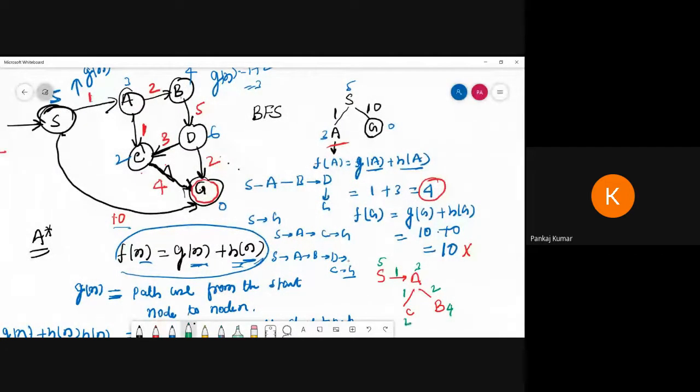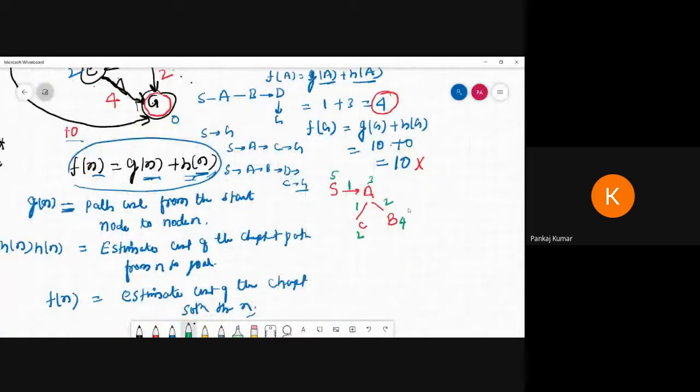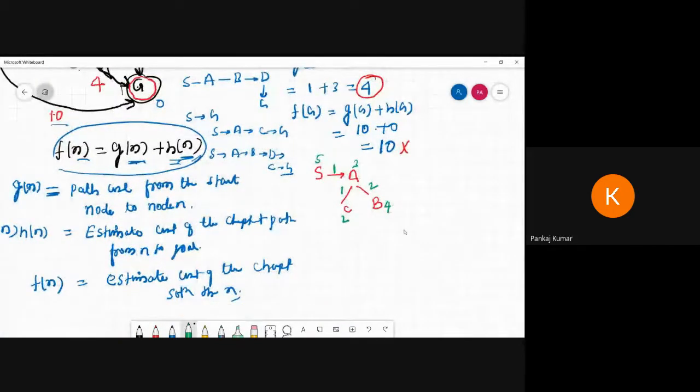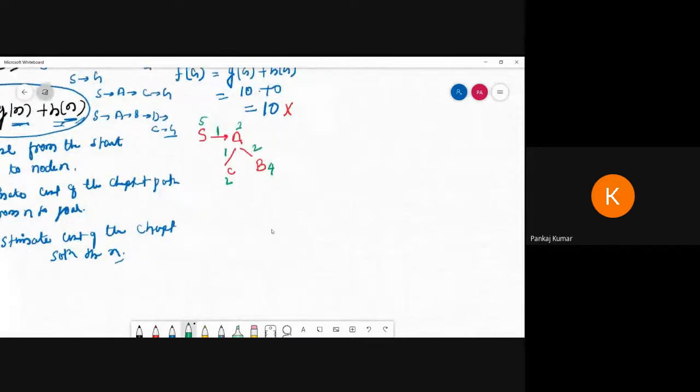Now, again I'm going to calculate the f function for C, then f of B. So f of C, what am I going to write? g of C plus h of C. Similarly, I'm going to write g of B plus h of B. Okay.